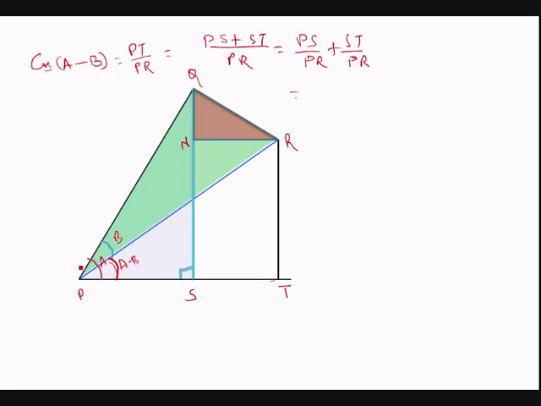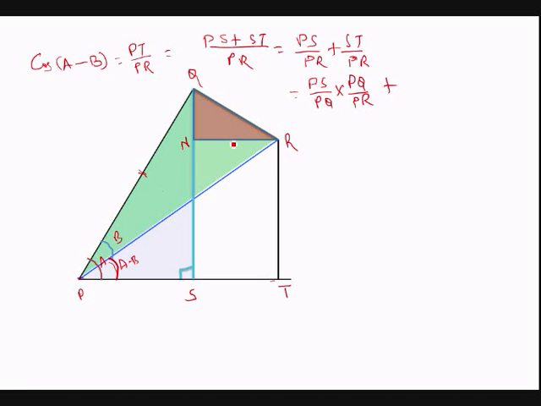PS over PR. PS and PR, they are in different places. Therefore, we can introduce something which is common to the triangles. Let's find out which is the triangle they both are in. PS is in the blue triangle and PR is in the green triangle. So the line common to both of them is PQ. So let us introduce PQ in between. PS over PQ times PQ over PR.